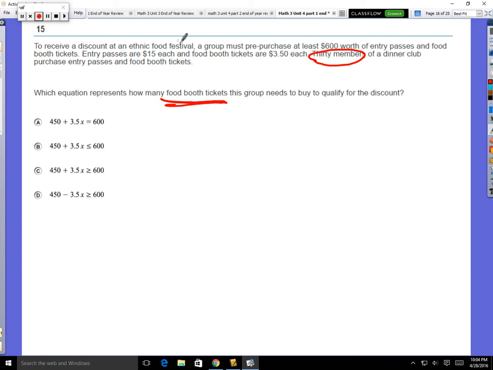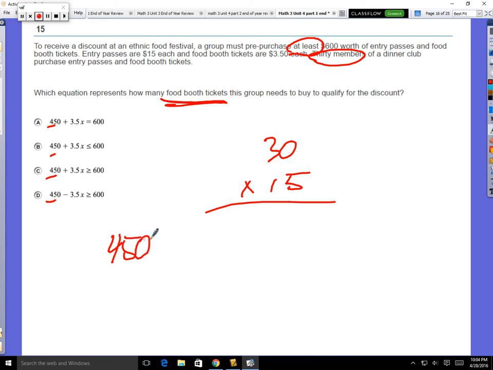Okay, we got it. So, entry passes are 15 each, and there's going to be 30 times 15, that's where they're getting this 450. Okay, so at least they've got to spend $600. So if we take the 450 plus 3.50 per food booth and add them together, it's got to be at least, so you can spend more than 600.